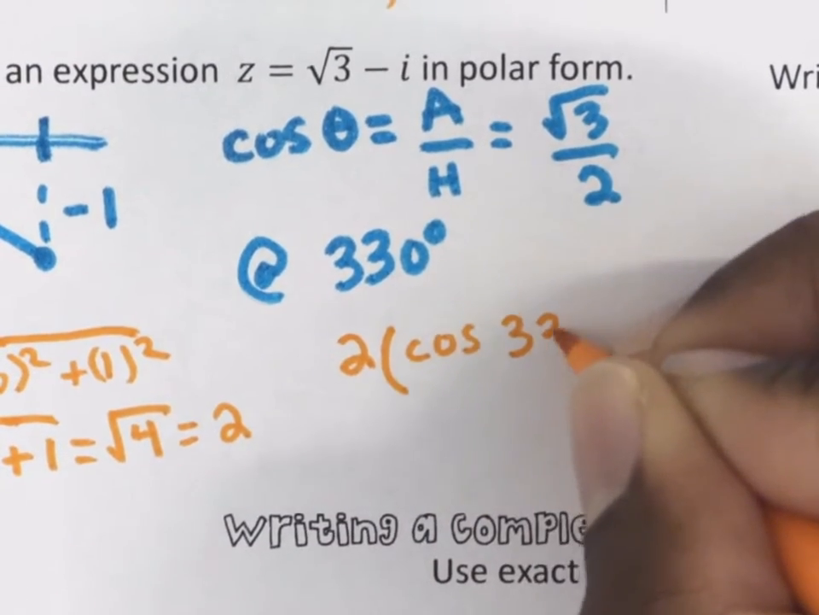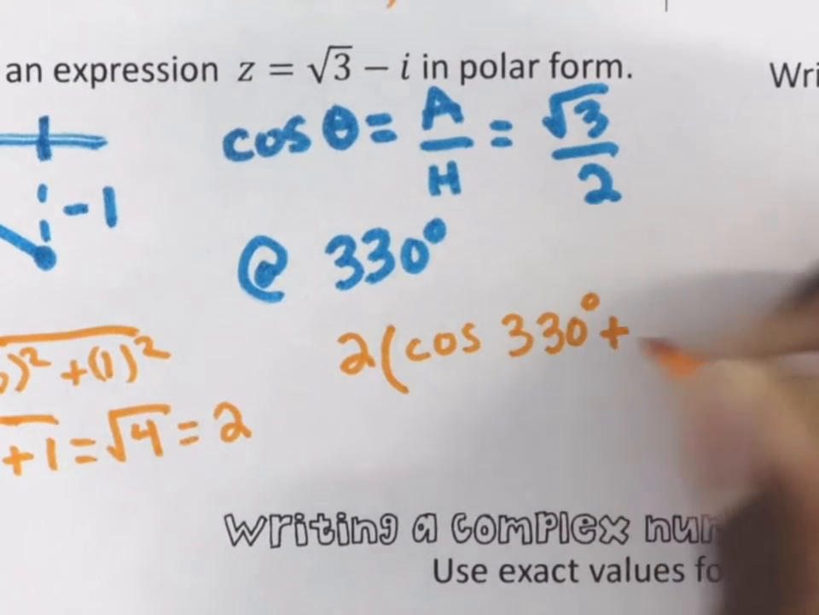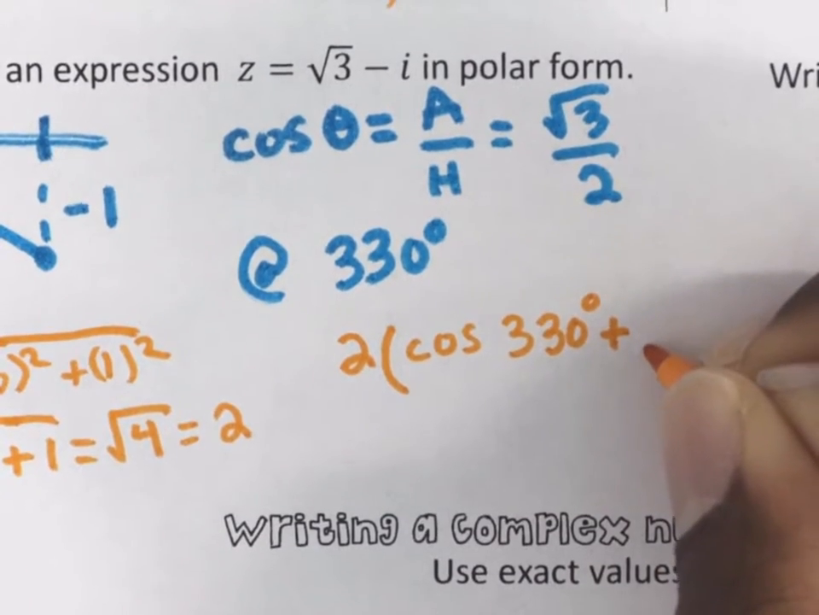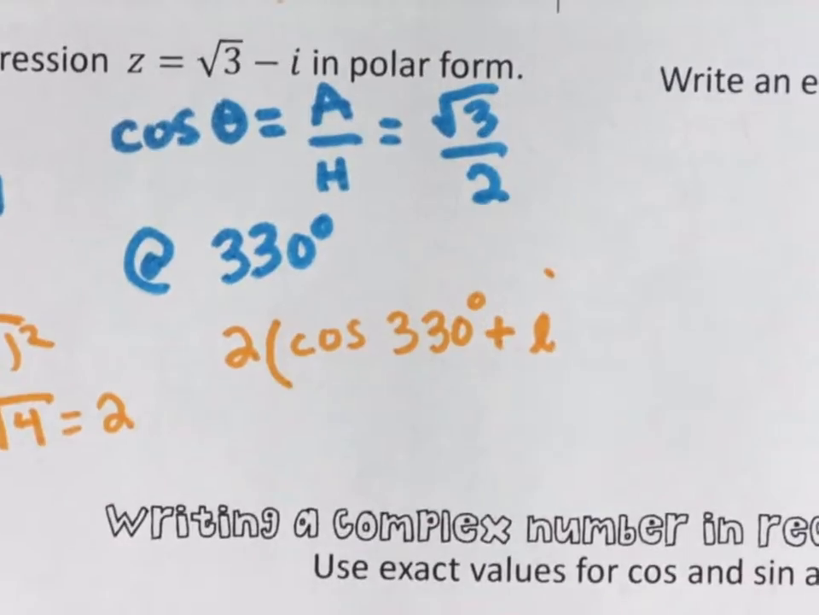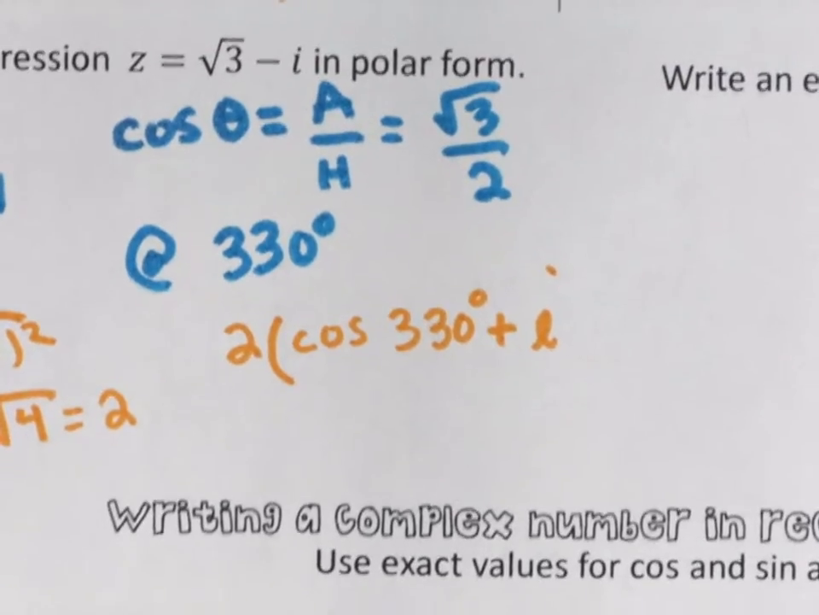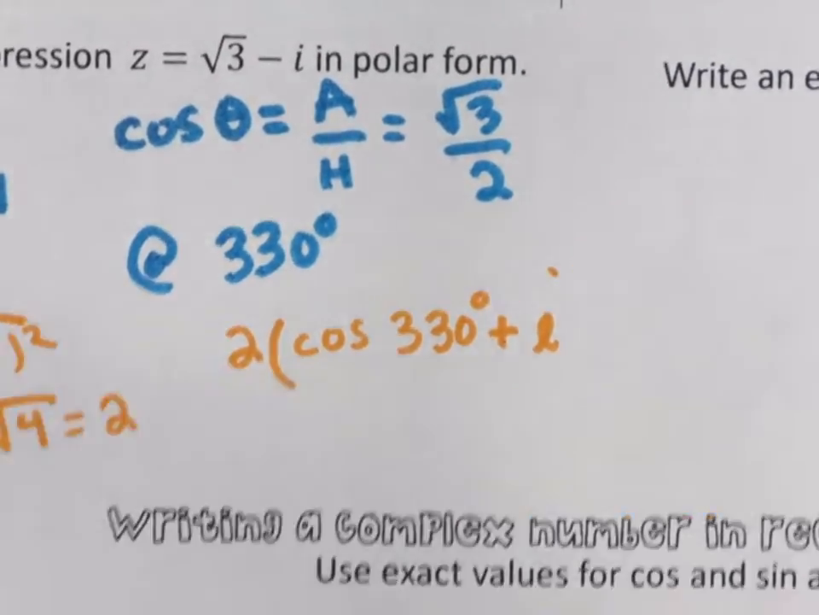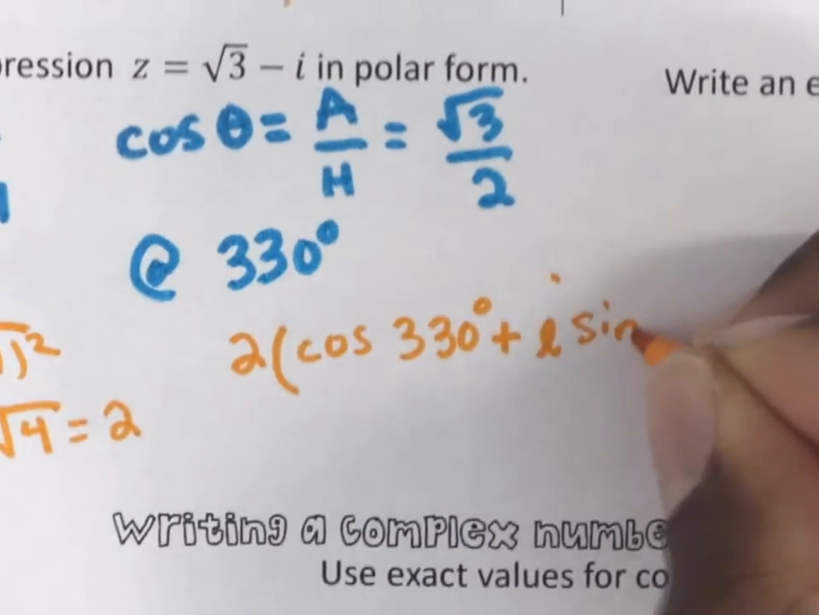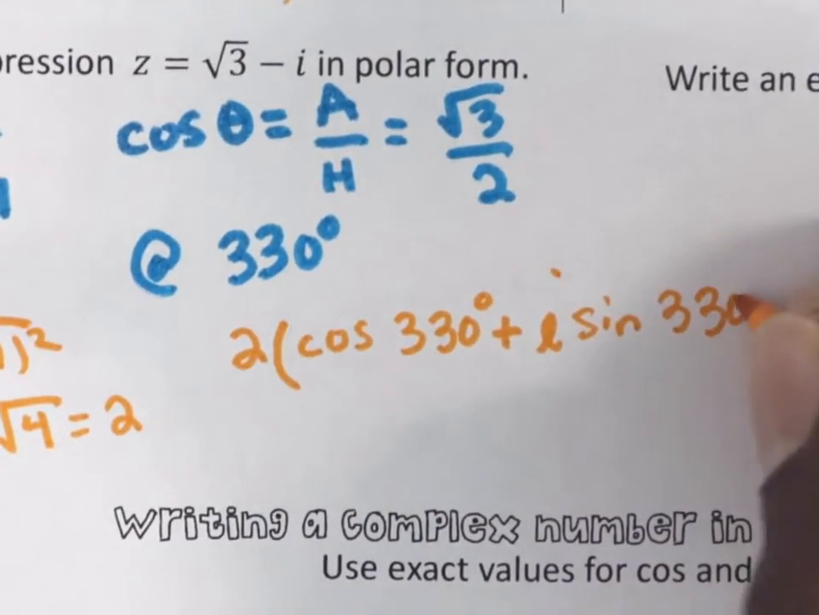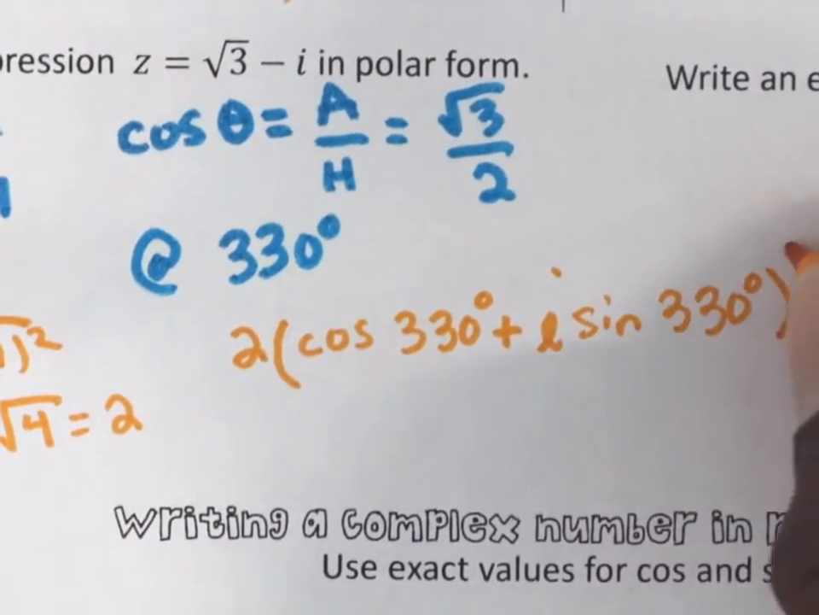So 2, that's cosine 330 plus, don't forget your imaginary unit. It's really annoying when you forget that. And then sine of the same angle. And that's my answer.